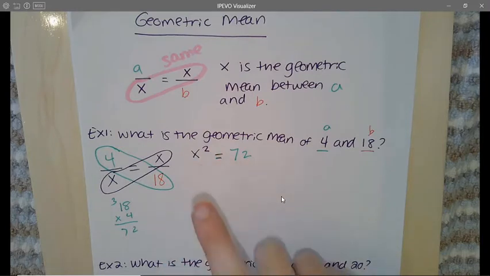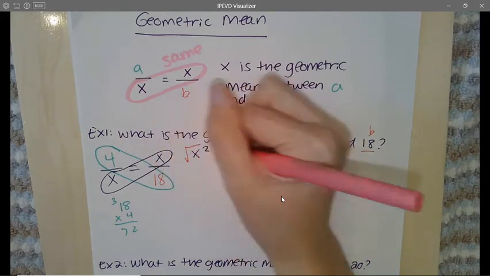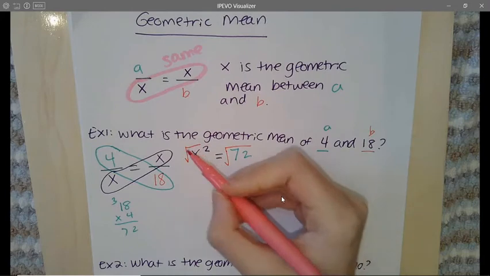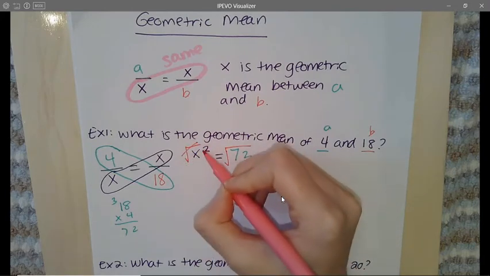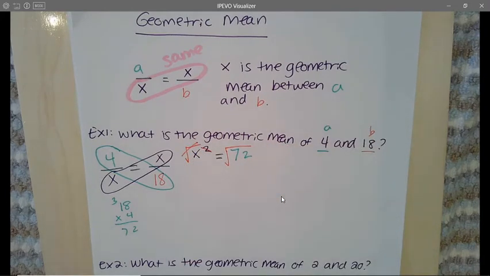Well, the opposite of a square is to square root both sides of your equation. So I'm going to square root both sides of my equation, which the square and the square root will cancel out. So I'm left with x equals.